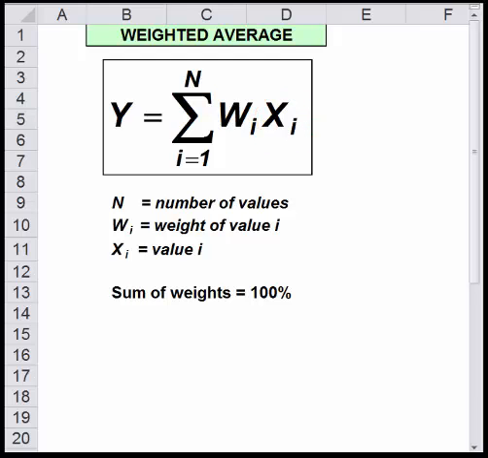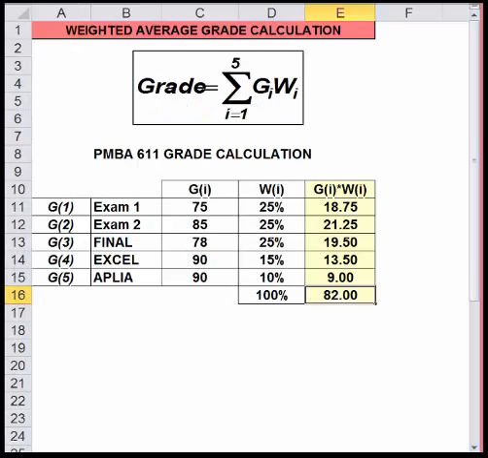Let's look at a very common example: grade calculation. This is the grading scheme for 611. There are your grades, and there's the weight of each of the grades. Remember your order of operations. Multiply across, add down, and there's your average. Simple enough, you've probably all done it to figure out your grade in a class.